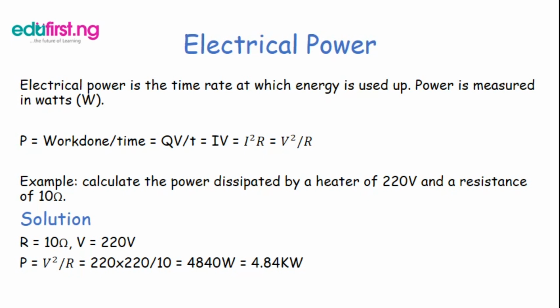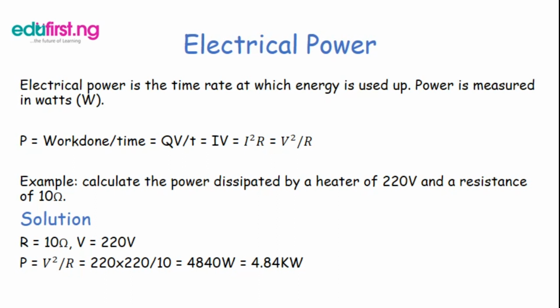When you input the value of Q equal to IT into power equal to QV over T, you are going to get IV. Also, since V equal to IR, inputting the value of IR into P equal to IV, we get another mathematical expression to be I squared R. And inputting the value of I equal to V over R into I squared R, we get the fourth expression, which is V squared over R.